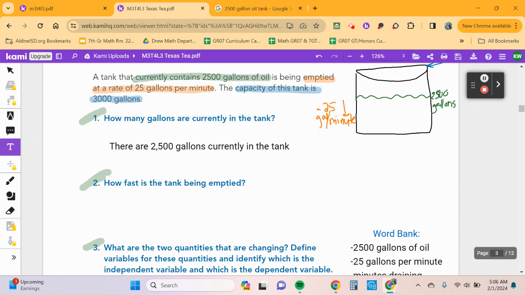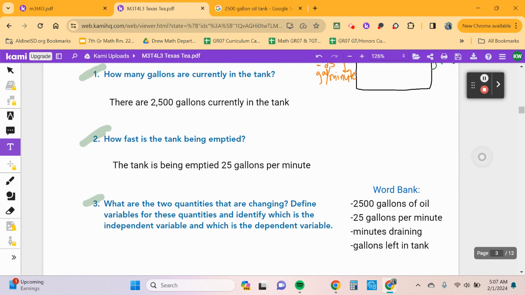Question number 2, how fast is the tank being emptied? Well, that was also plainly given to us in our description, but the tank is being emptied at a rate of 25 gallons per minute. We literally highlighted that in orange.